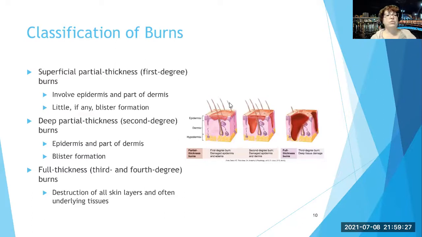Deep partial thickness or second degree burns includes the epidermis and part of the dermis. There is blister formation and a lot of times a serous exudate. Full thickness, third and fourth degree burns, is destruction of all skin layers and often the underlying tissues. So third and fourth degree burns are serious no matter what. And the more area of the body they cover, the more serious they are.